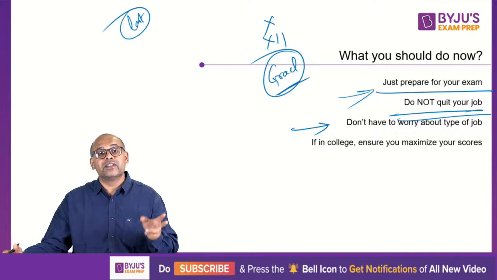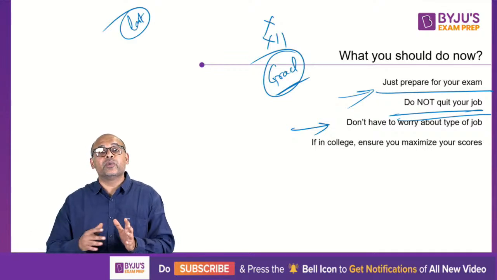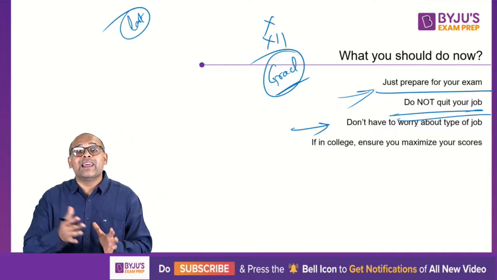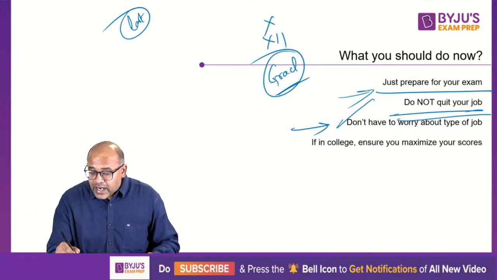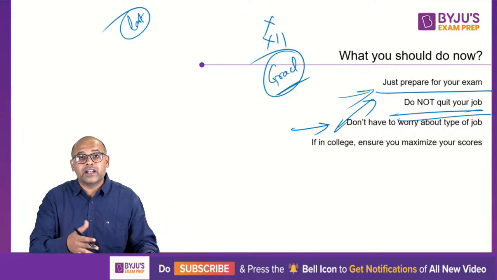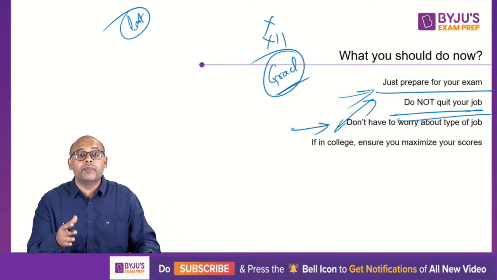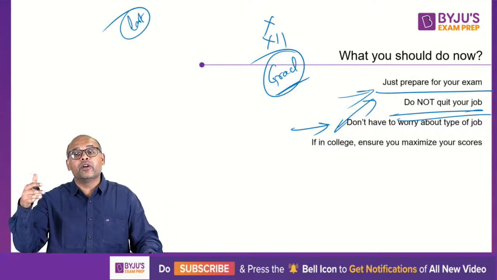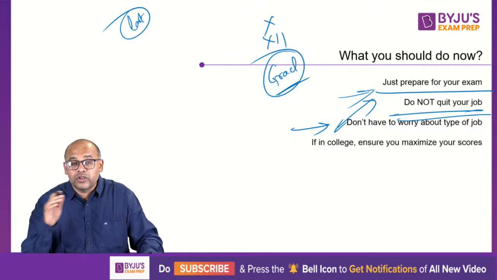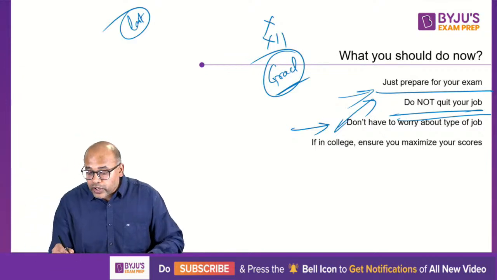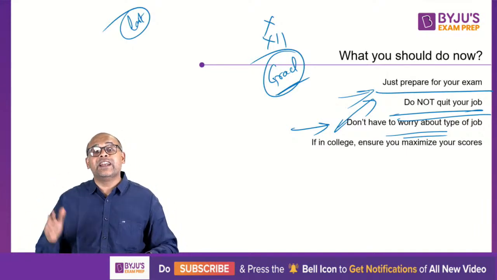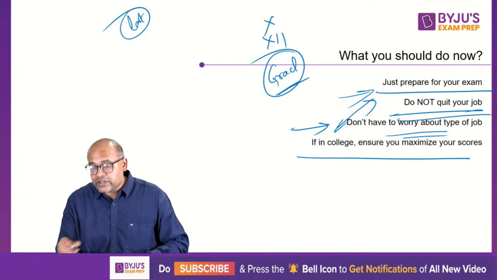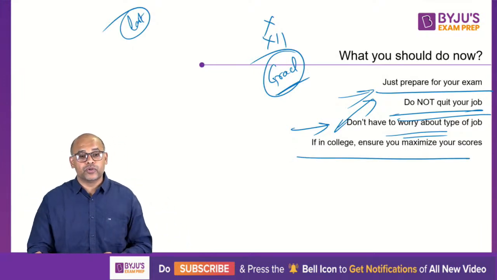I will not say quit. Switching makes sense. Getting into a job which is slightly less taxing. But make sure that unless you are fitting into the criteria that I just mentioned, in terms of the job ending the 4-year period or coming nearer to the 4-year experience period, don't quit your job. You also don't have to worry about switching the job unless and until the job is very taxing. And yes, if you're in college, maximize your scores.